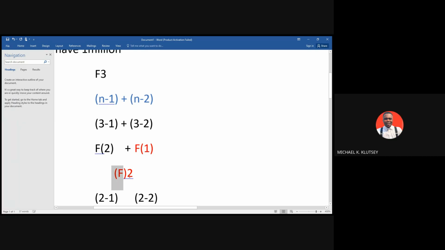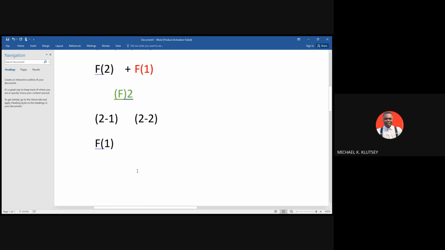So there is no formula for Fibonacci of 0 and Fibonacci of 1. That means there is no formula for finding Fibonacci of 0 and Fibonacci of 1. Finding Fibonacci of 0 is 0. Is that not it? Yes. And finding Fibonacci of 1 is 1. Is that not it? Yes.